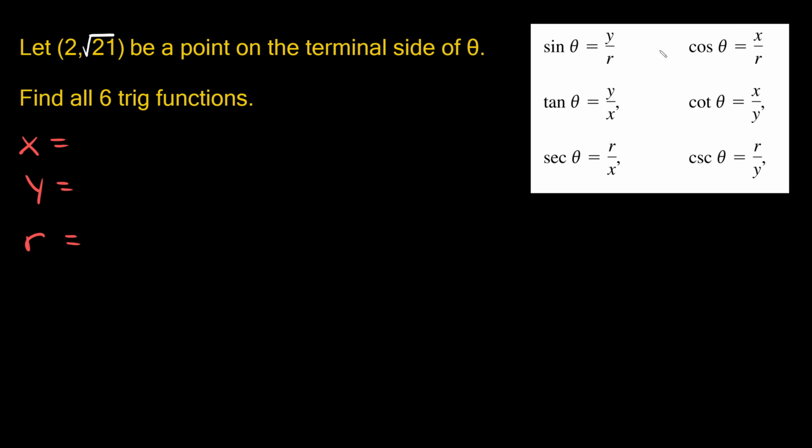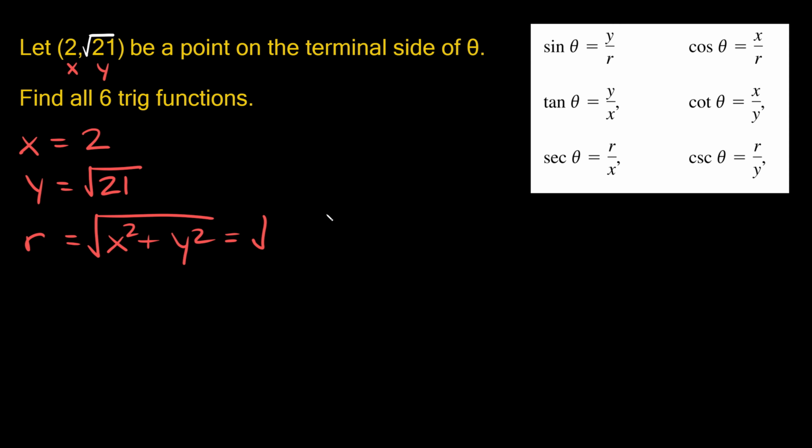So again, the first thing, in order to evaluate our trig functions, we just need to figure out what x, y, and r are. So here x is going to be equal to 2, y is the square root of 21, so let's just write that down, +2, and the positive square root of 21, and then again, r is equal to the square root of x squared plus y squared.